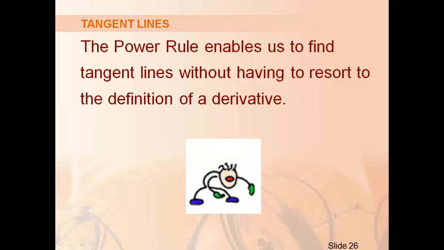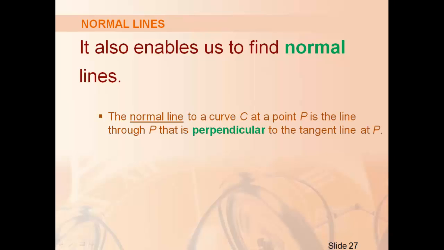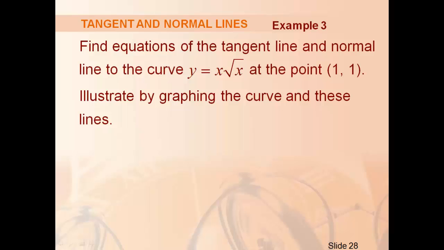The power rule enables us to find tangent lines without having to resort to the definition of a derivative because it makes it a lot easier for us to find the slope. It also enables us to find normal lines. The normal line to a curve C at a point P is the line through P that's perpendicular. So normal in mathematics means perpendicular. In the study of optics, one needs to consider the angle between a light ray and the normal line to a lens. So find equations of the tangent line and normal line to the curve y equals x times the square root of x at the point (1, 1). Illustrate by graphing the curve and these lines, and we'll pick up here in the next video.